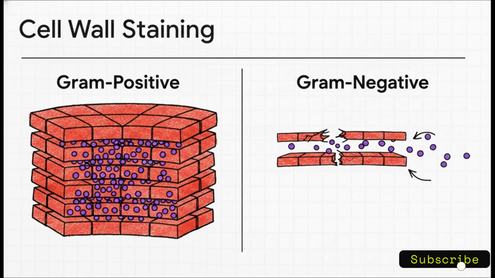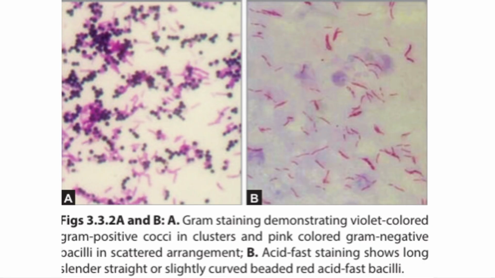Gram-negative bacteria, on the other hand, have a really thin peptidoglycan layer and an outer lipopolysaccharide layer. The decolorizer easily disrupts that LPS, creating large pores that let all the purple dye wash right out. This leaves it completely ready to take up the pink counterstain. And when you look under the microscope, it all comes together. You can clearly distinguish the deep violet gram-positive cocci arranged in little clusters and the pink gram-negative bacilli scattered all around them. Seeing this visually just confirms everything we covered with the cell wall theory.